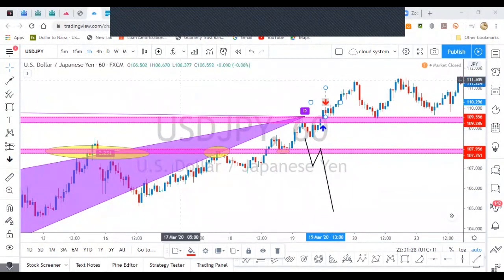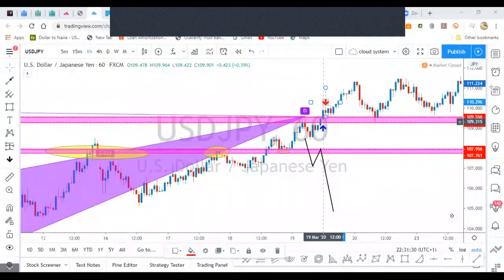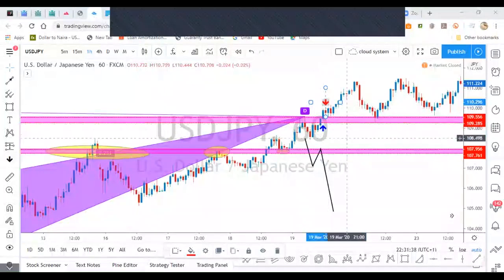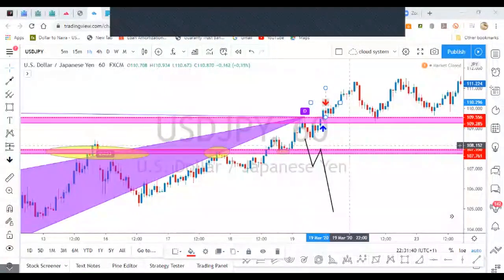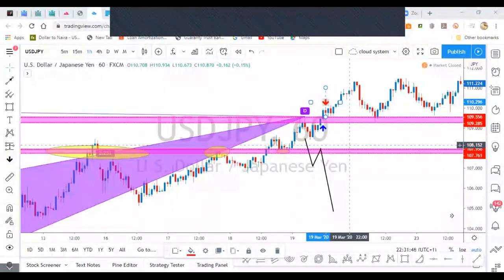And here is why. A lot of times, many of us have heard about what is called a fake out. It might break out of the zone, and then the next thing, it comes back into the zone, goes and breaks the lower side, and then continues selling. I don't want to be caught in that drawdown. I want to be sure of my move.